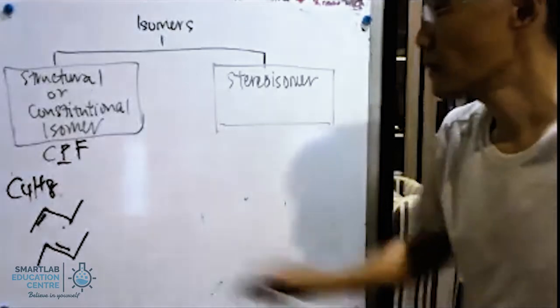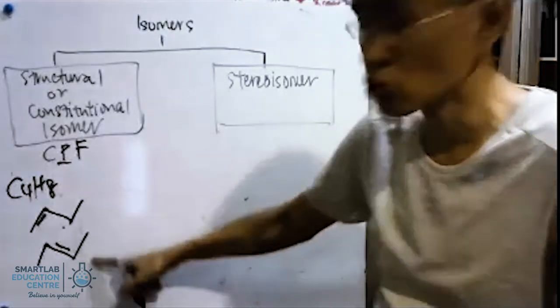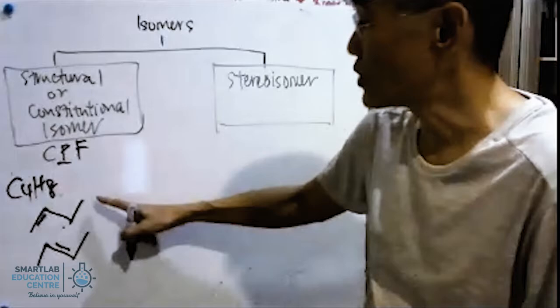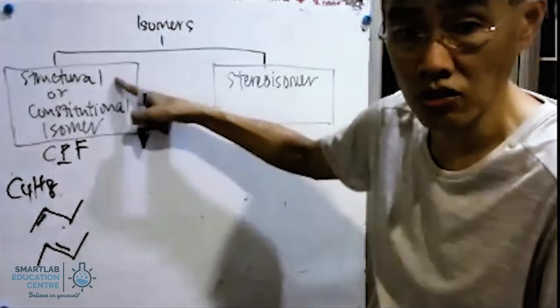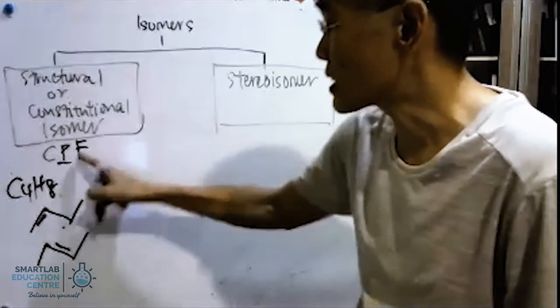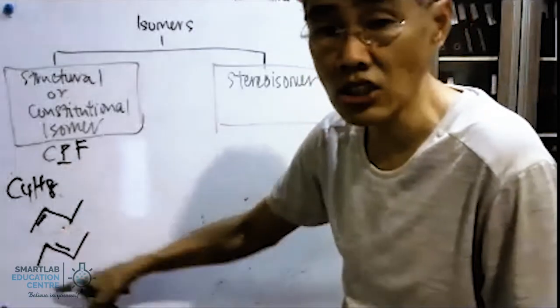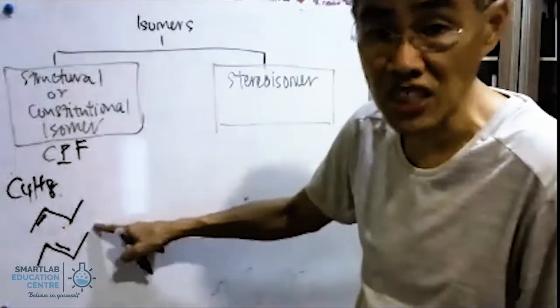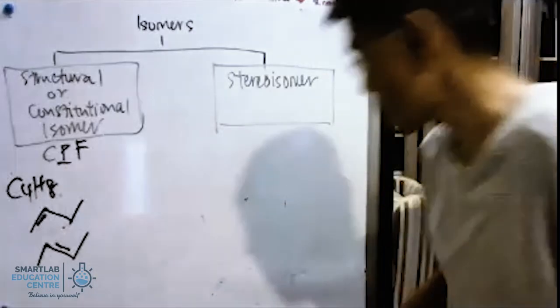or the double bond can be between the second and third carbon. So the relationship between these 2 isomers, we can call them constitutional or structural isomers because their structures are different. At the same time, you can see that their functional groups are in a different position. So we can call them positional isomers as well.